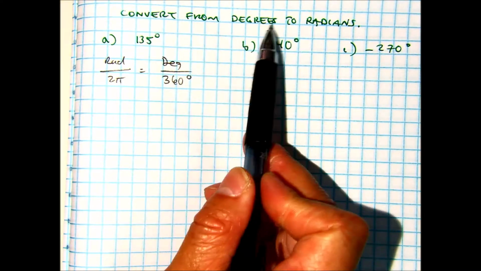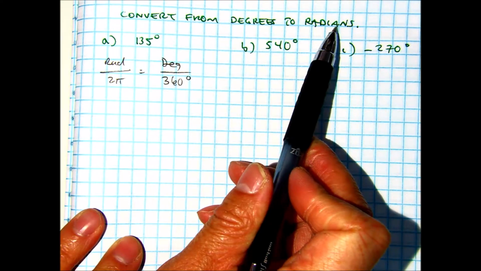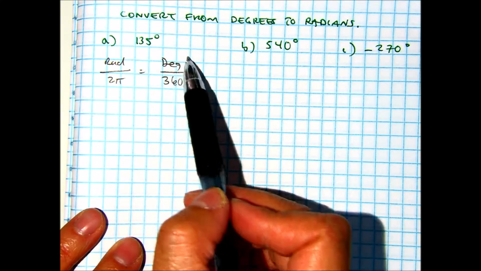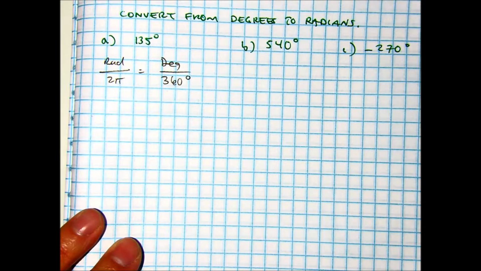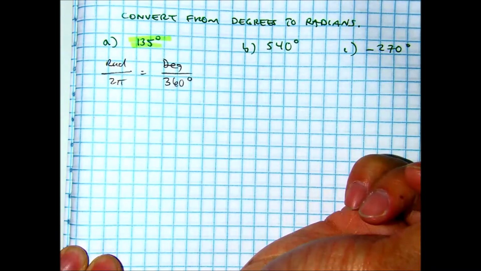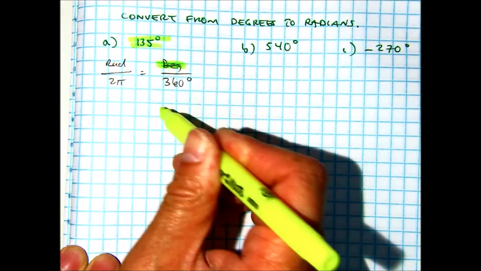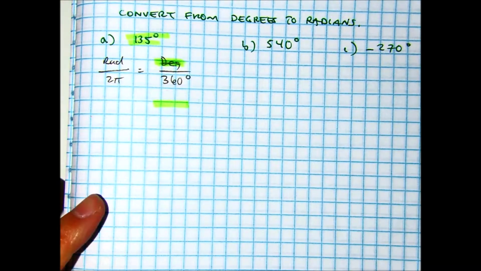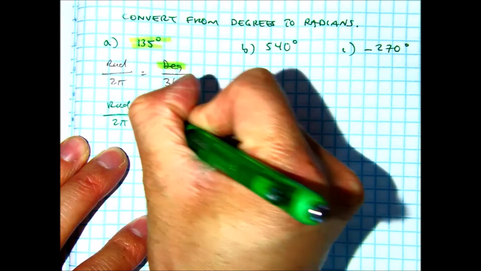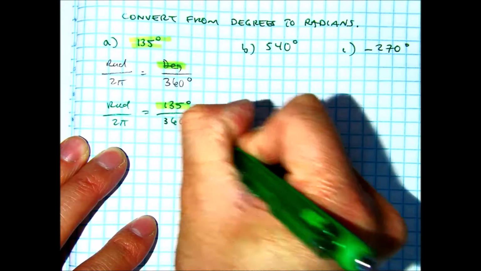Converting these from degrees, we know it's degrees because it has a little 0, to radians. I have this awesome proportion: rad over 2 pi equals degree over 360. Class, is this given information degrees or radians? How did you know that? It has a circle, so I'm going to put it here. Radians over 2 pi equals 135 degrees over 360.